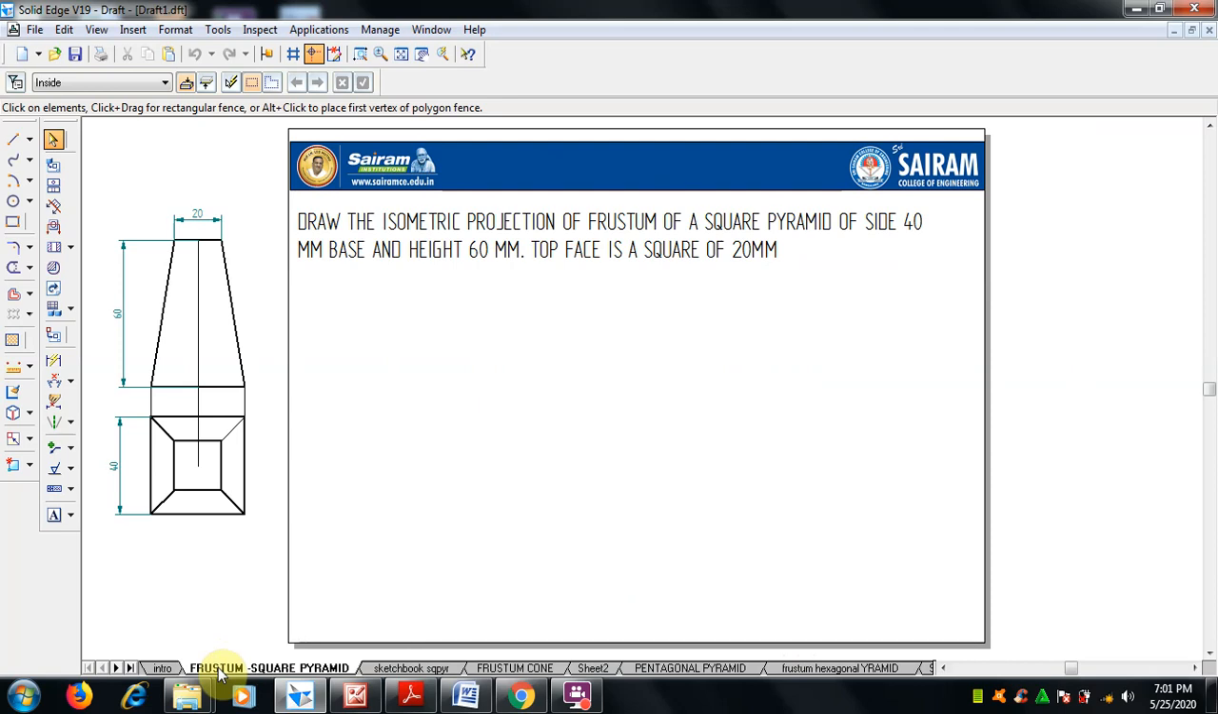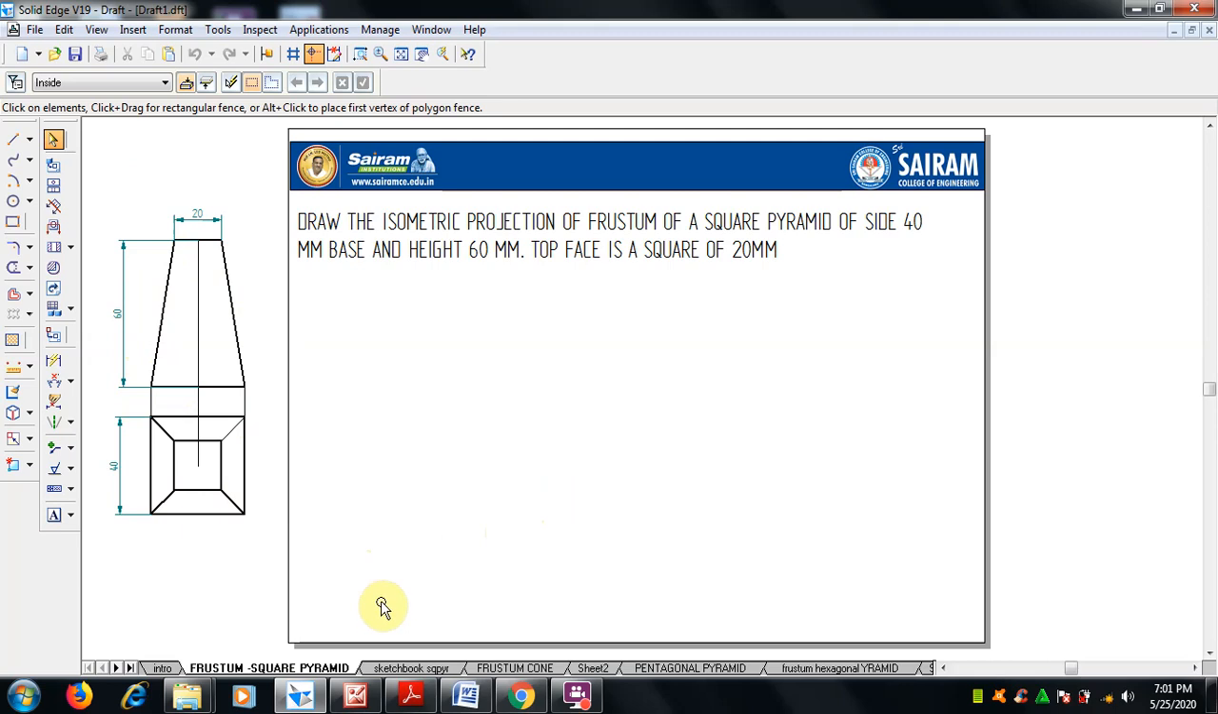Draw the isometric projection of a frustum of a square pyramid of side 40 mm base and height 60 mm. Top face is a square of 20 mm. This is the question. Here in two-dimensional we have drawn this. This is the top view, the base square and the top square. Here is the front view of the frustum of the pyramid. Base is a square of 40 and the top is a square of 20. The total height is 60. How to draw the isometric projection of this?